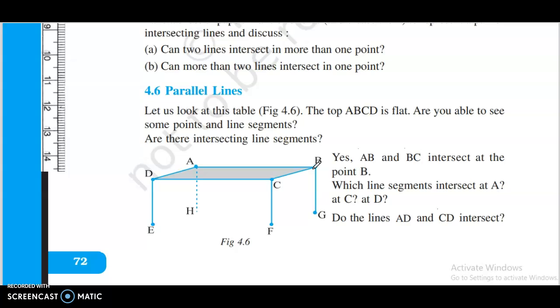The top ABCD is a flat. Are you able to see some points and the line segments? Are there intersecting lines? Yes. AB and BC intersect at the point P. Which line segments intersect at the A, the C and the D?